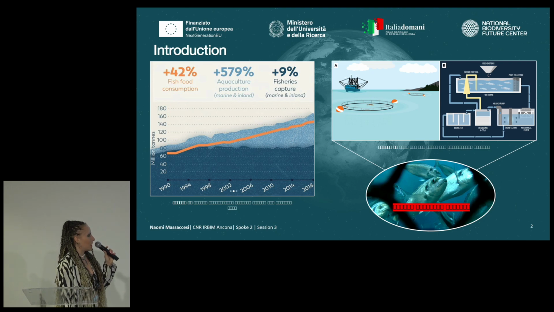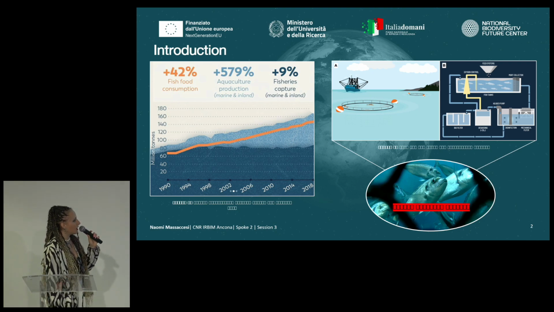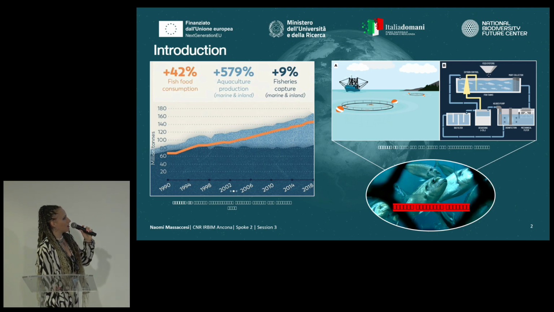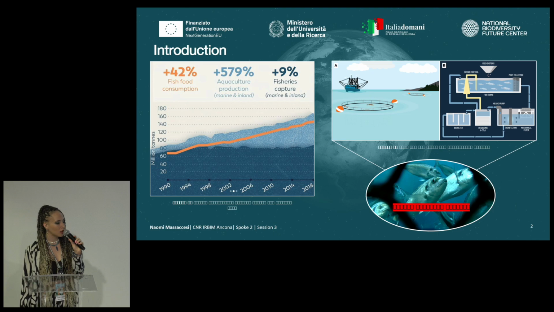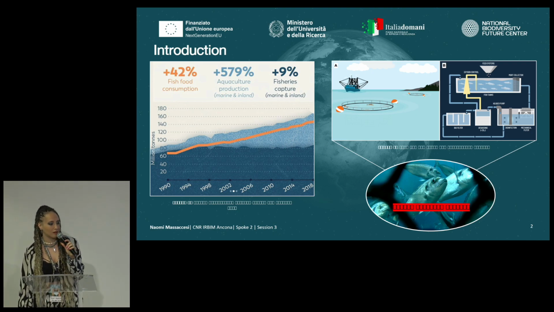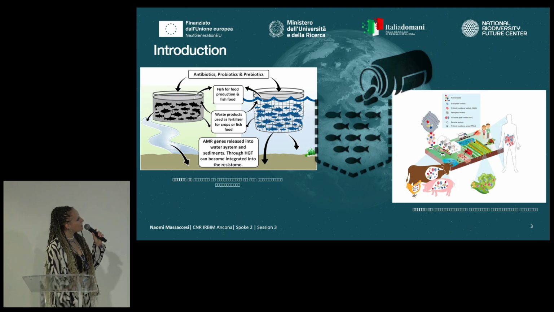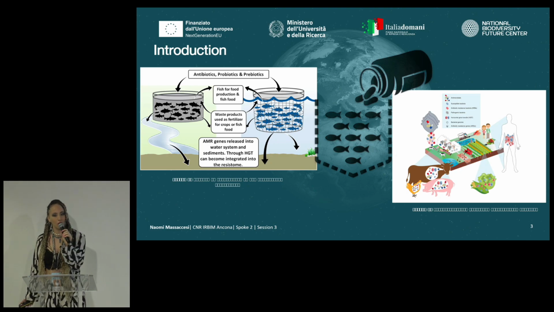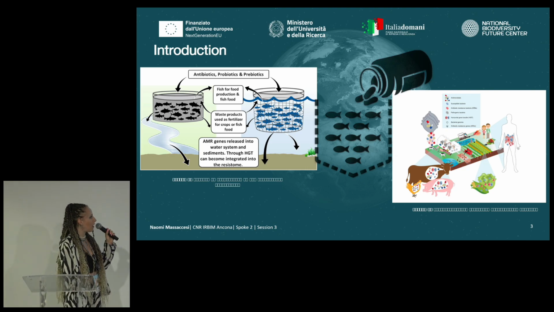However, this intensification of production and high stocking density have led to several consequences, such as increased nutrient pollution and suboptimal hygiene conditions, resulting in pathogen outbreaks and the consequent overuse of antibiotics. Antibiotics are natural or synthetic substances used to kill or inhibit the growth of bacteria through different mechanisms.